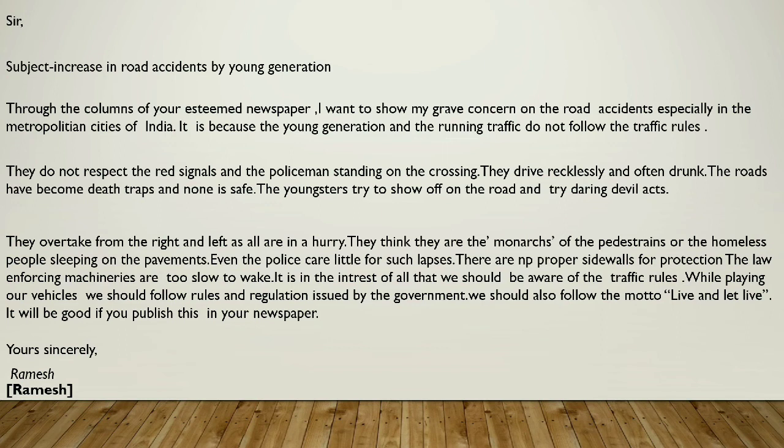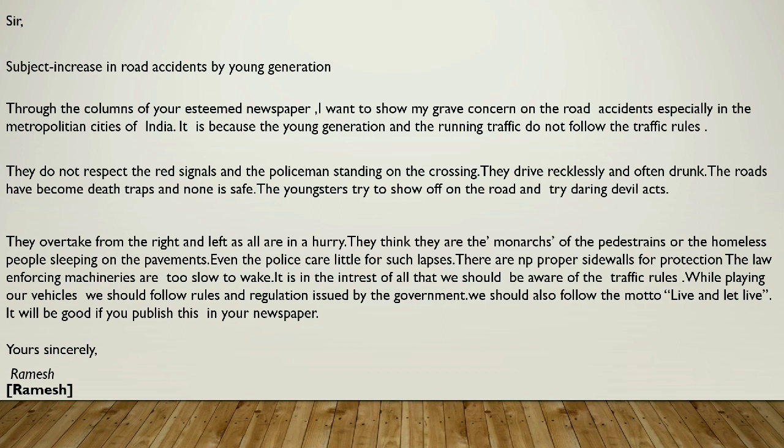The roads have become death traps and no one is safe. The youngsters try to show off on the road and try daredevil acts. They overtake from the right and left as all are in a hurry. They think they are the monarchs of the road, not caring for the pedestrians or the homeless people sleeping on the pavements. Even the police care little for such lapses. There are no proper sidewalks for protection. The law enforcing machineries are too slow to wake.